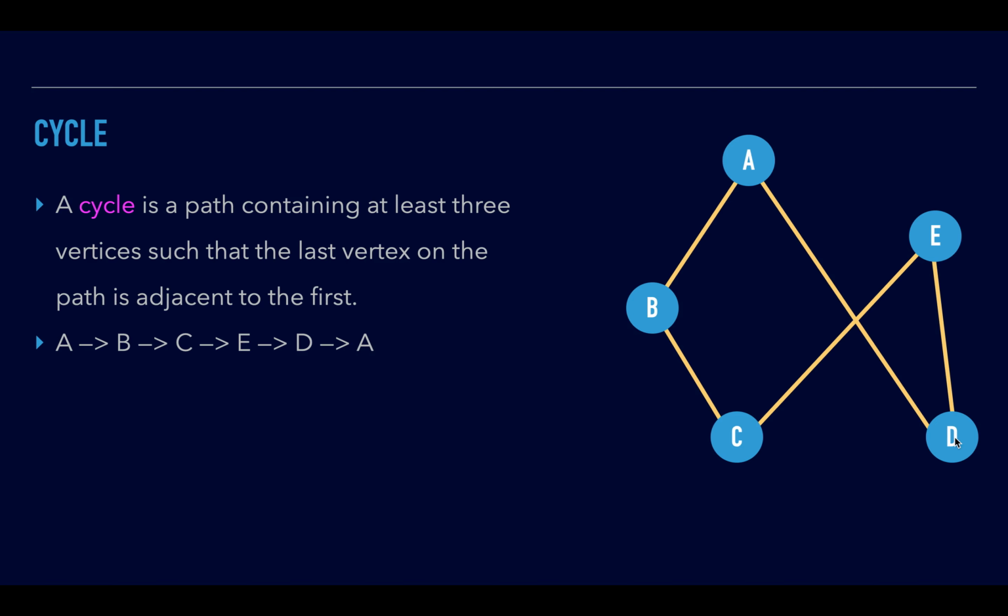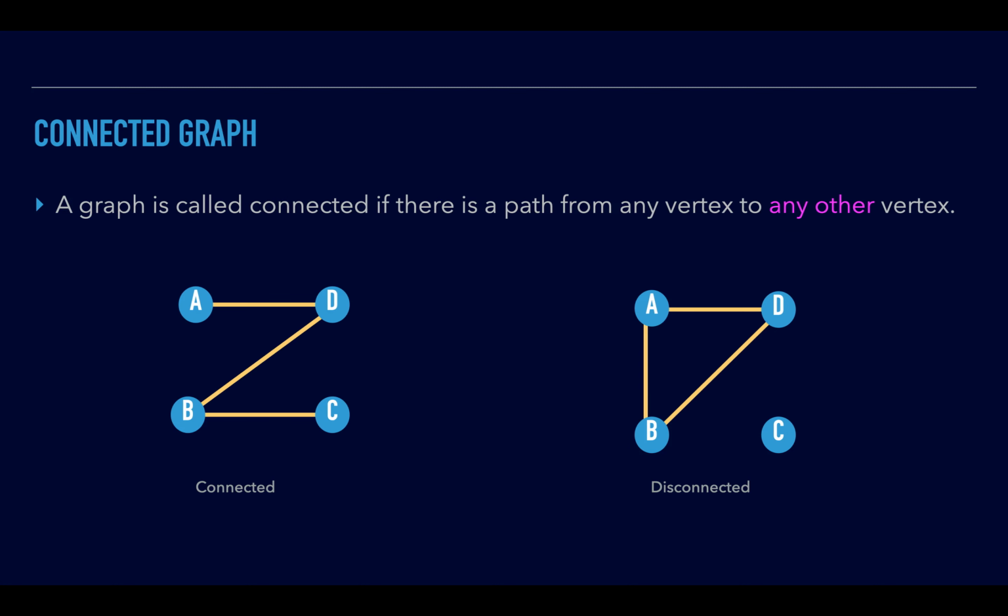Then if I want to look at whether A is adjacent to D, here A is adjacent to D, the reason being that I have an edge from D to A or A to D. Then I can say that this forms a cycle, that is the cycle A, B, C, E, D, then A. So if the last vertex is adjacent to the first vertex, then that forms a cycle. Here the last vertex is D and the first vertex is A, so actually A is adjacent to D, so that forms a cycle.